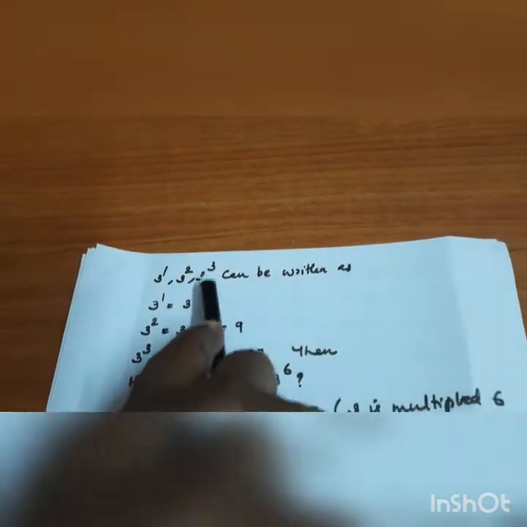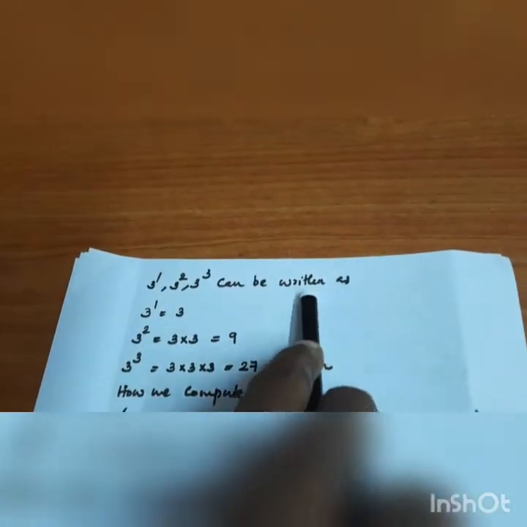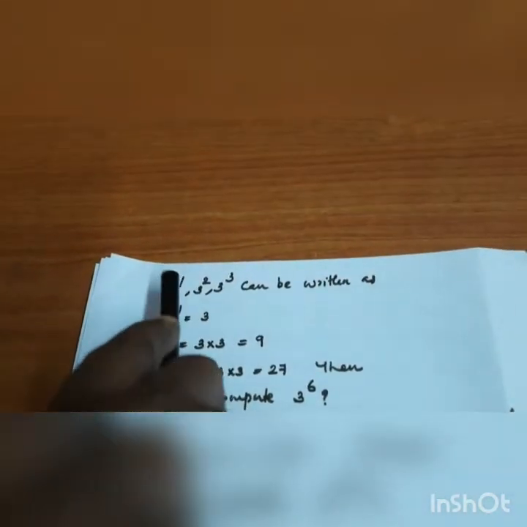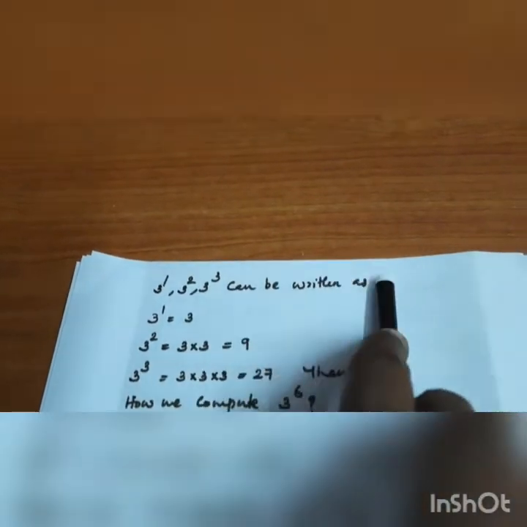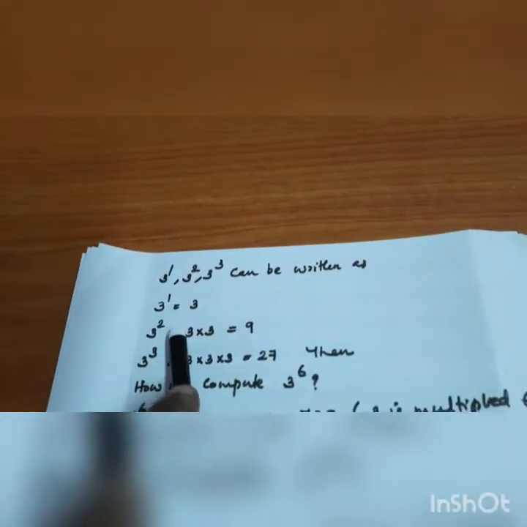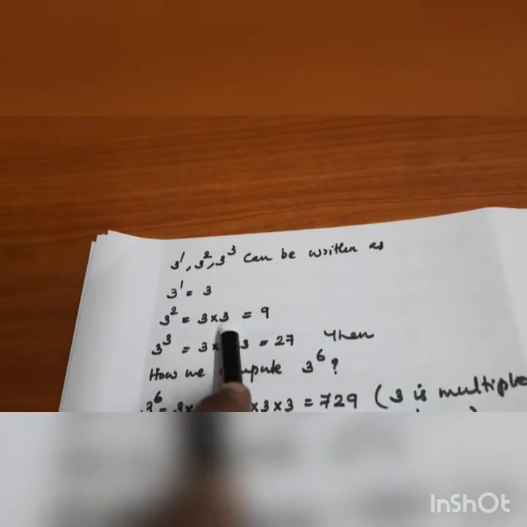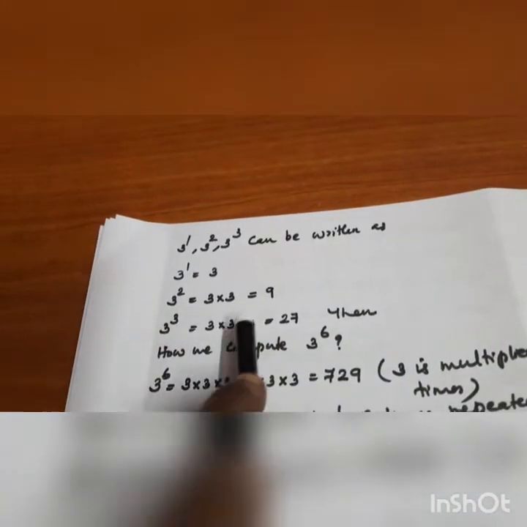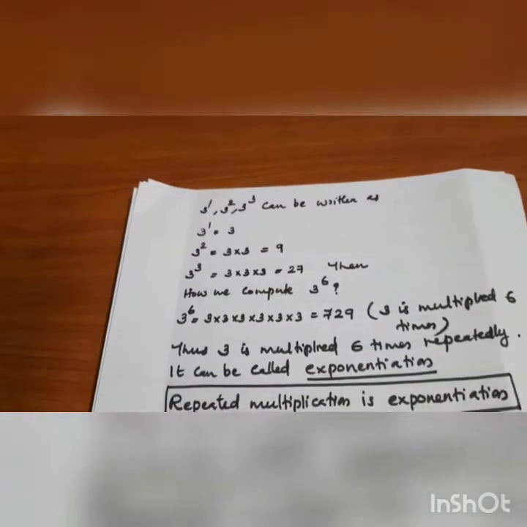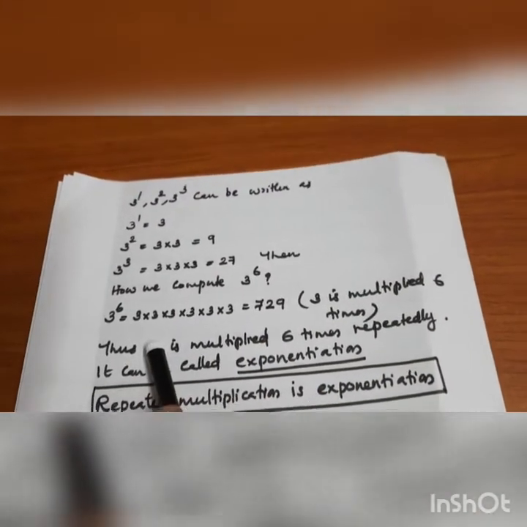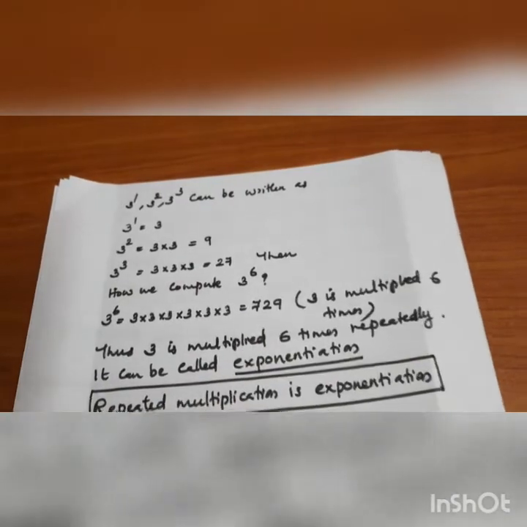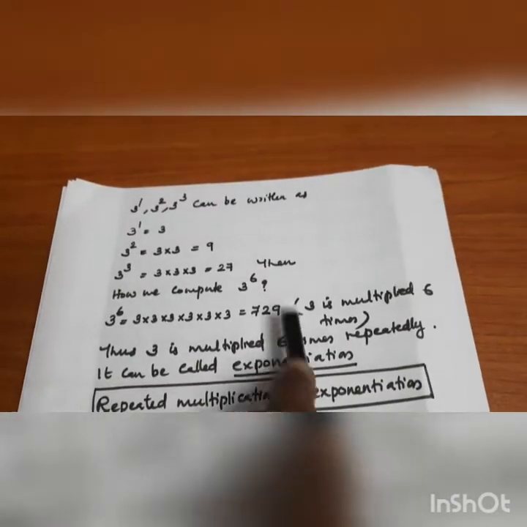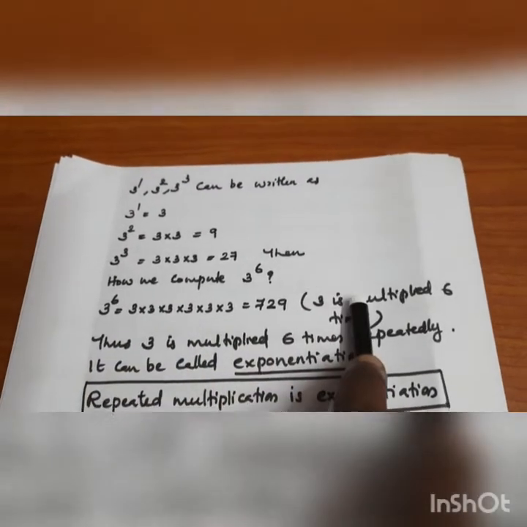3 raised to 1, 3 raised to 2, 3 raised to 3 are the powers of which number? 3. Here the base is 3. Therefore, 3 raised to 1, 3 raised to 2, 3 raised to 3, etc., are the powers of 3. 3 raised to 1 is 3, 3 raised to 2 is 3 into 3, 9, 3 raised to 3 is 3 into 3 into 3, that is 27. Then, how do we compute 3 raised to 6? 3 raised to 6 is 3 multiplied 6 times, that is 729.